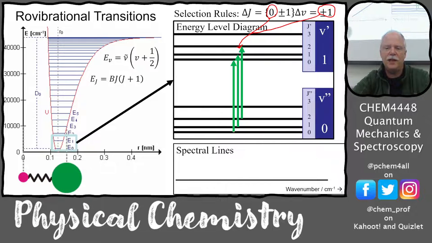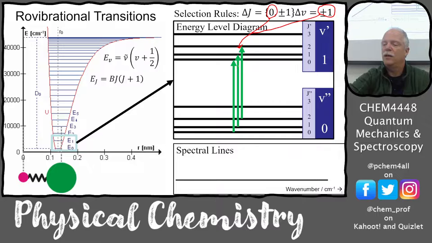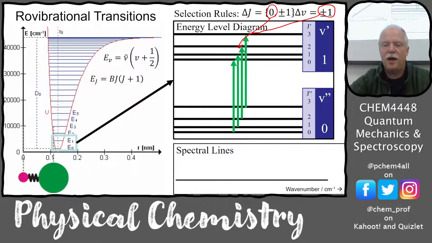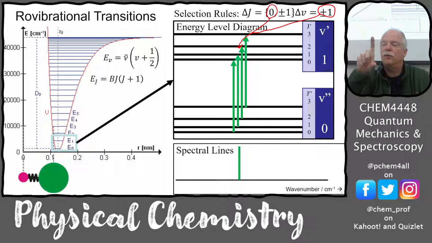This is going J0 to J0 and V0 to 1. This one's going J1 to 1 and V0 to 1. And this is going J2 to 2 at V0 to 1. So these are all basically the difference between the delta Vs. There's really no difference in delta J because delta J equals 0. So these will all show up at the same spot in the spectrum, and that's what we call the Q branch. It's a really tall peak, if you have it.